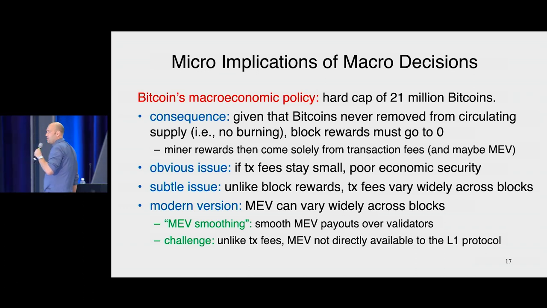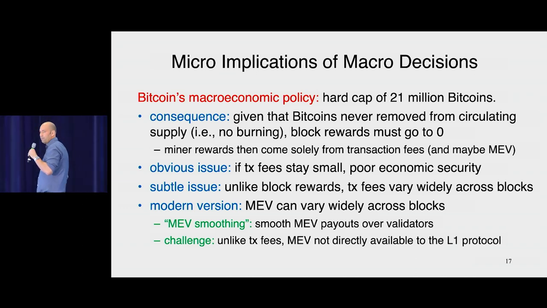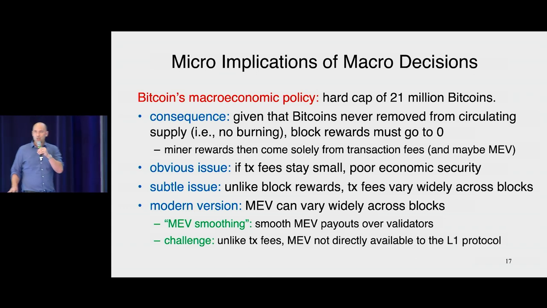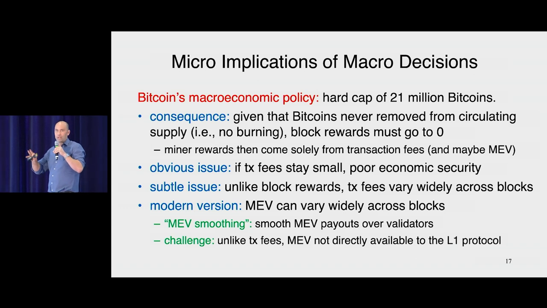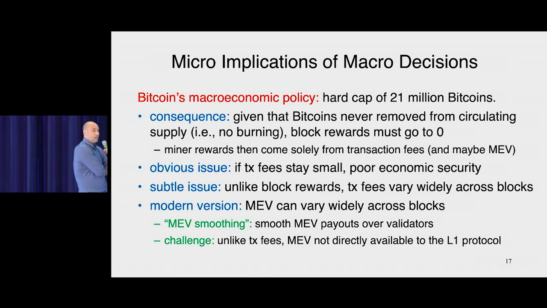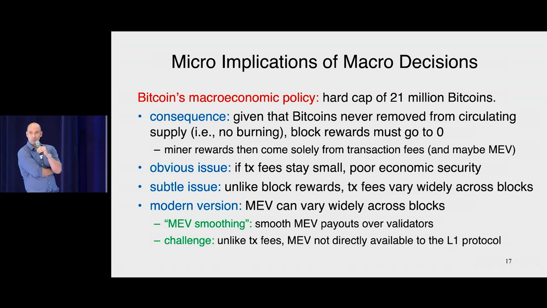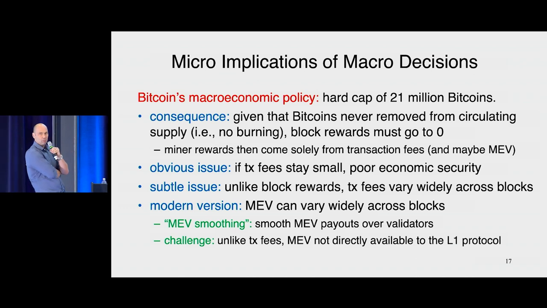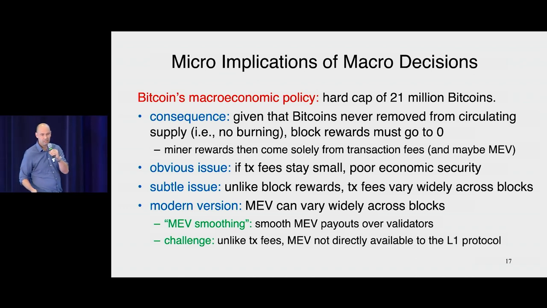And even more so than transaction fees, MEV can vary wildly from block to block, so you have exactly these same undercutting issues. You can again try to smooth out the rewards, and you can Google MEV smoothing to see the latest from the Ethereum community on that idea. But it's definitely harder, because while transaction fees are directly observable by the L1, for example Ethereum mainnet, MEV comes from the application layer and is not directly observable by the L1. So you also need to make sure that there's a competitive market for block building, so that the MEV actually gets expressed at the consensus layer where it can then be smoothed out.